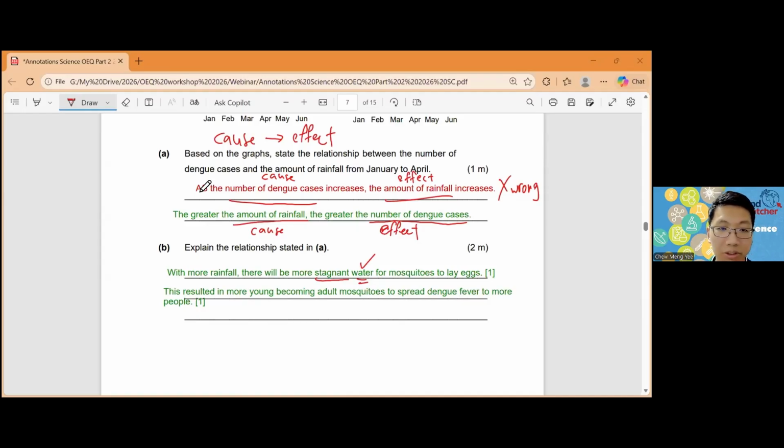Is it possible to find mosquito eggs? Possible?